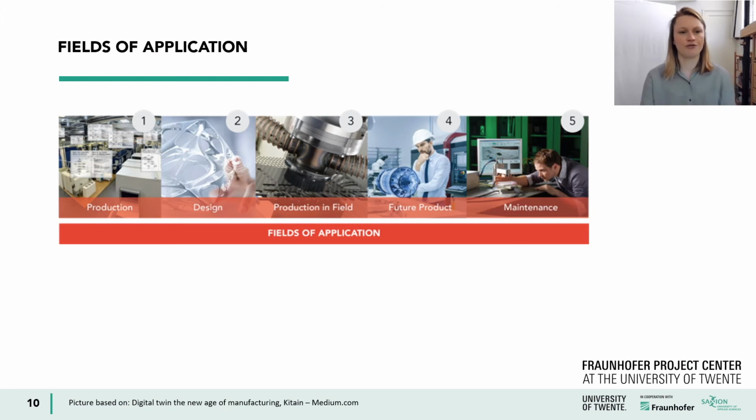So there are certain fields of application for a digital twin. It's not limited to these, but I think this is a good way of explaining where it is used. So it can be used from the first part of the production of a part, design of a product, the actual production in field, the future product, and the maintenance part. So it's from design, production, to actually the usage of a product or a machine, to incorporate all of that data into your future product and also use it to look, for example, at predictive maintenance.